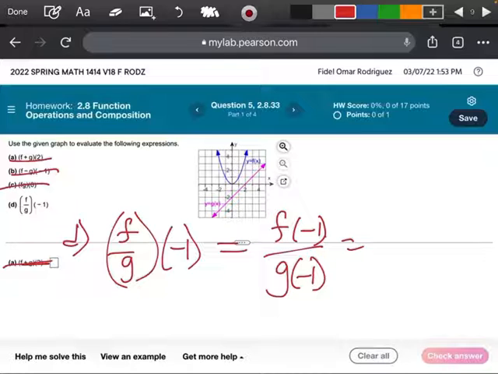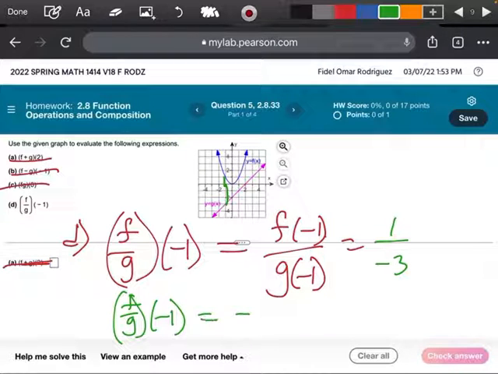So look, let's find f of negative 1. So I'm going to go over here to the x-axis. There's negative 1. If I go up, hey, we hit the number 1. To find g of negative 1, if we go down, oh, we hit the number negative 3. So f divided by g of negative 1 is just negative 1/3, okay?